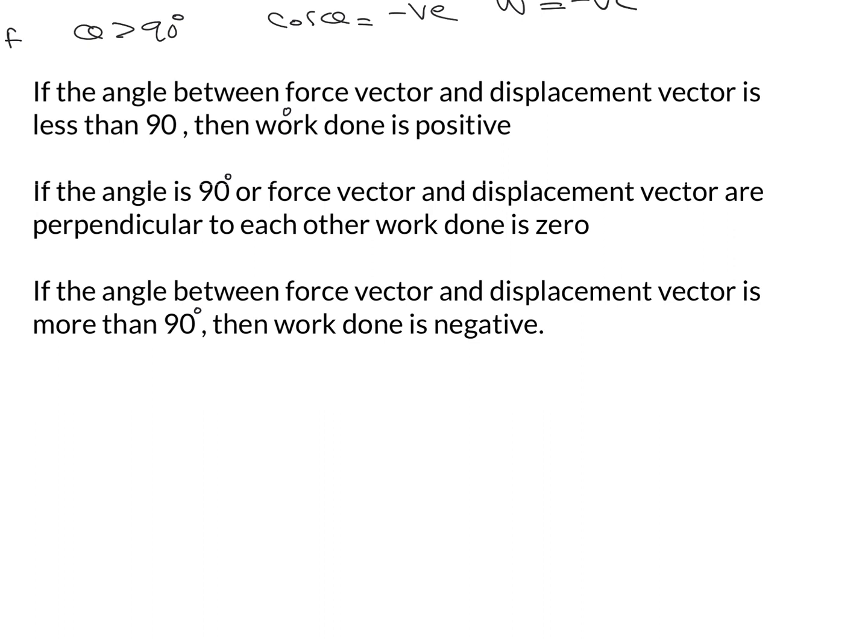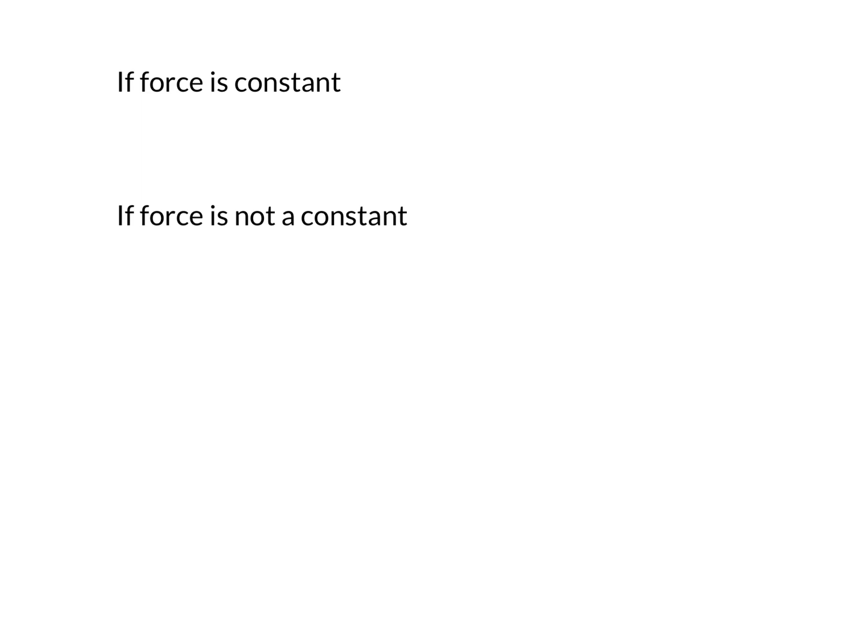So remember these important things: if the angle between the force vector and displacement vector is less than 90 degrees, then the work done is positive. And if the angle is 90 degrees, or force vector and displacement vector are perpendicular to each other, then work done is 0. And if the angle between force vector and displacement vector is more than 90 degrees, then work done is negative. Now let's see how we'll calculate the value of work done if force is a constant and if force is not a constant.